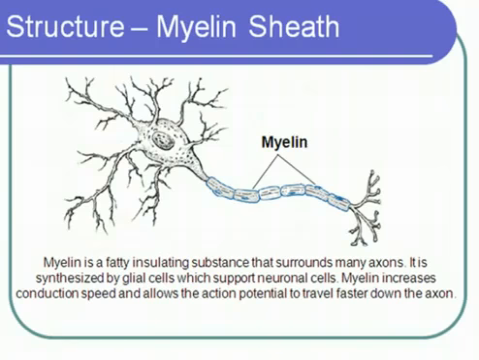In the nervous system, the axons of neurons can be myelinated or non-myelinated. Myelin is a fatty insulating substance that is synthesized by glial cells, which support neuronal cells. Myelin increases conduction speed and allows the action potentials to travel faster down the axon.